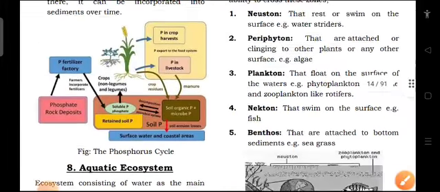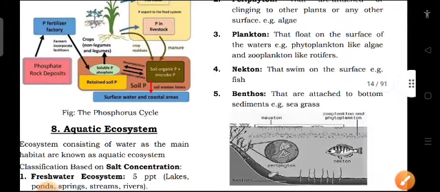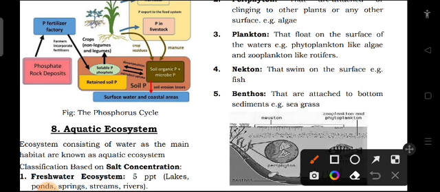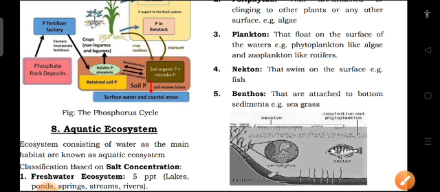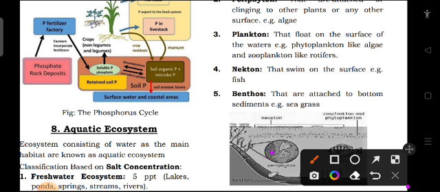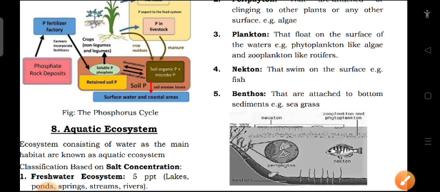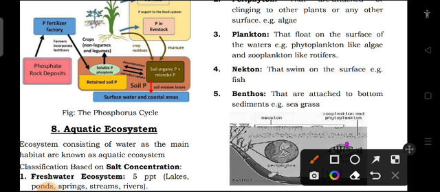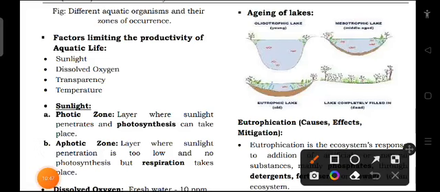Example, seagrass. So here we have a small image also. Seagrass we can see here, benthos. Then periphyton lives here. This is nekton. Then these are the zooplankton and phytoplankton, and these are neuston. They float or rest on the surface. So these were the various aquatic organisms and their zone of occurrence.